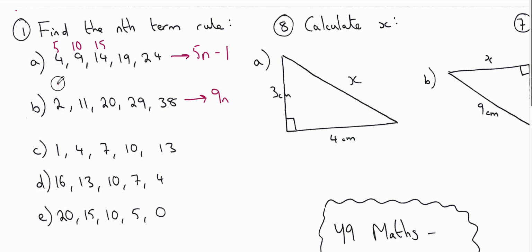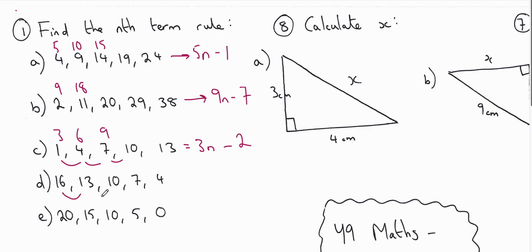Question 2, it's going up by 9 every time, so it's going to be 9n, and I say to myself, what do I do to the 9 times table to get back to my sequence? I take away 7. The next one, nice and easy, it's 3, so it's going to be 3n, it's going up by 3 each time. And then what do I do to the 3 times table to get back to my sequence? I take away 2.